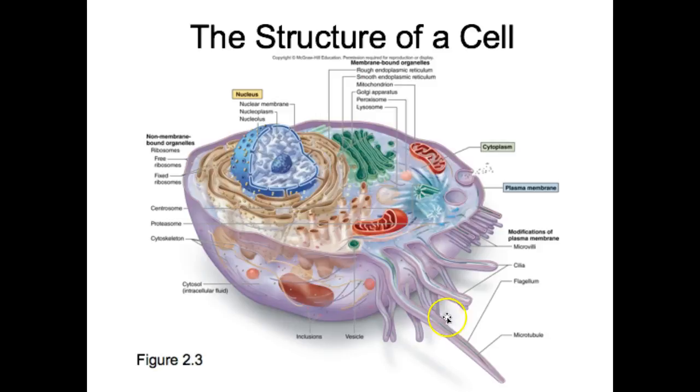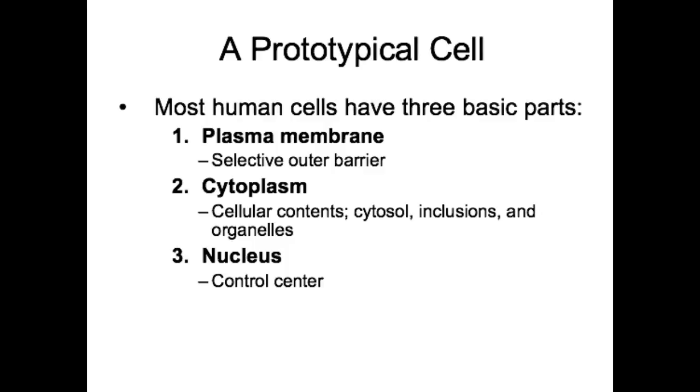Not all cells will have microtubules. Not all will have flagella. Not all will have cilia. Not all will have microvilli. Those are all possibilities. This is our standardized cell. What we'll find is that each and every cell is going to look a little bit different, but have all of these components. And that's what's important to understand there.